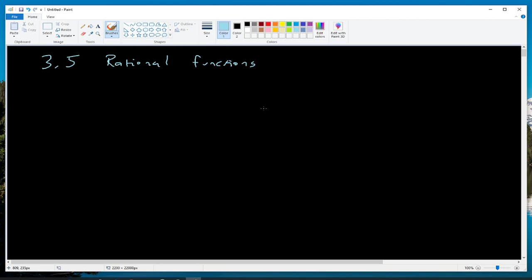So what we're going to do is look at vertical asymptotes, horizontal asymptotes, and oblique asymptotes. How do we find each of those cases? And then we're going to go through and see how we graph functions in each of those cases. To get started here, let's say vertical asymptotes.